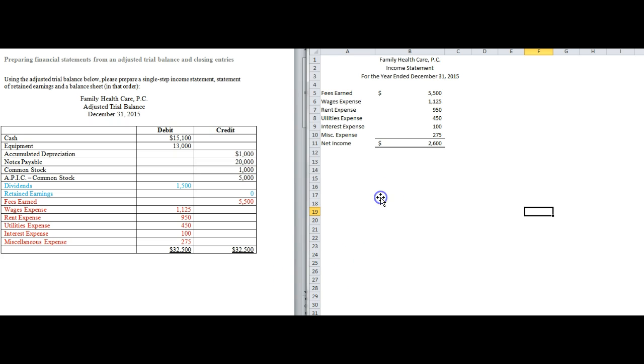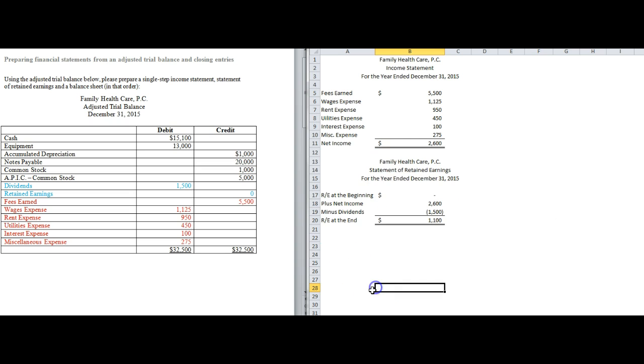And the statement of retained earnings is retained earnings at the beginning plus net income minus dividends gives us retained earnings at the end. This company tells us that retained earnings at the beginning were $0. We just figured out their net income is $2,600. We subtract dividends of $1,500 to give us retained earnings at the end of $1,100.